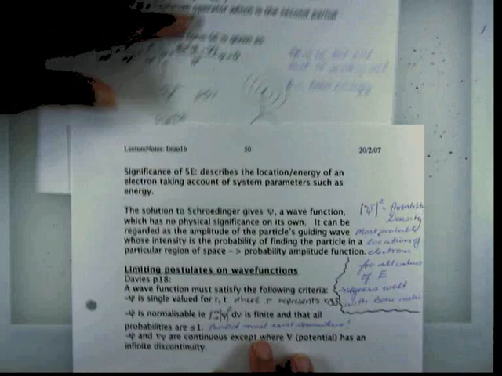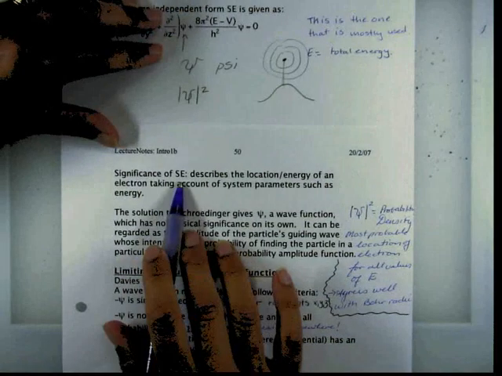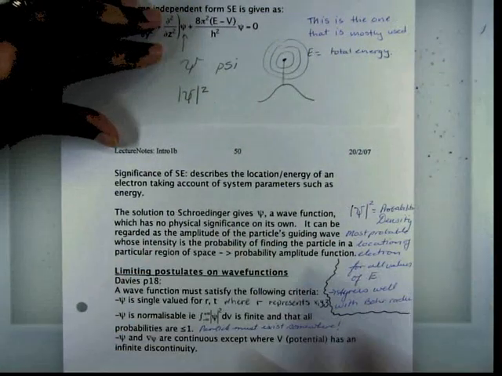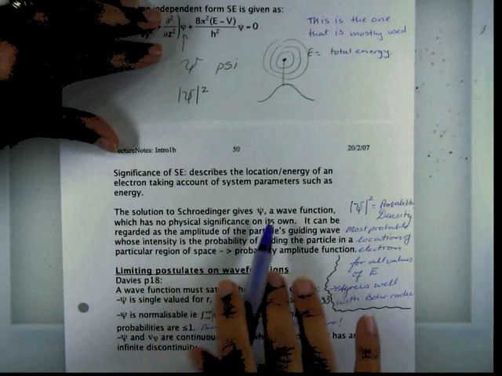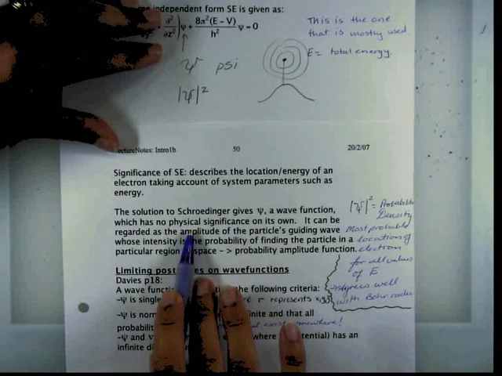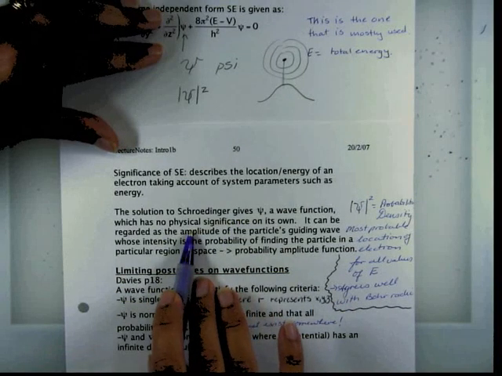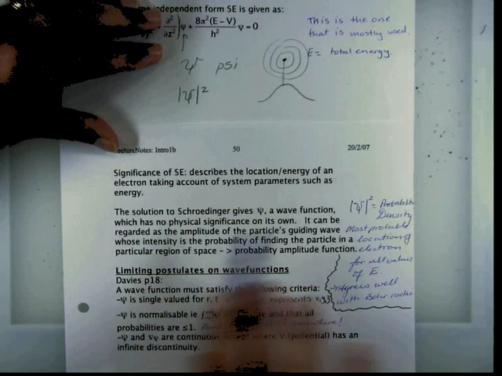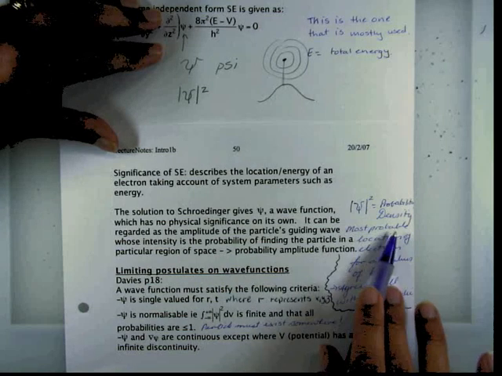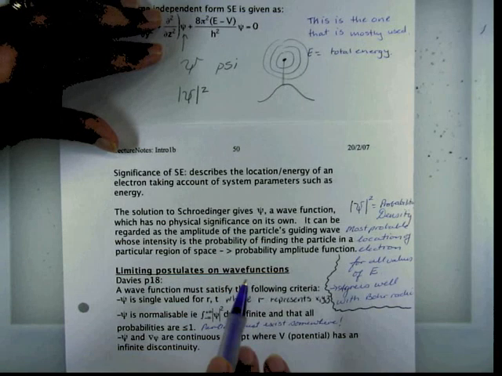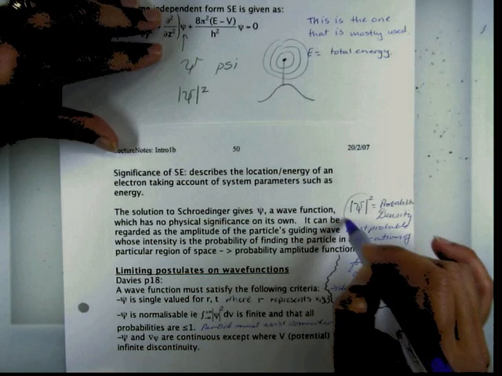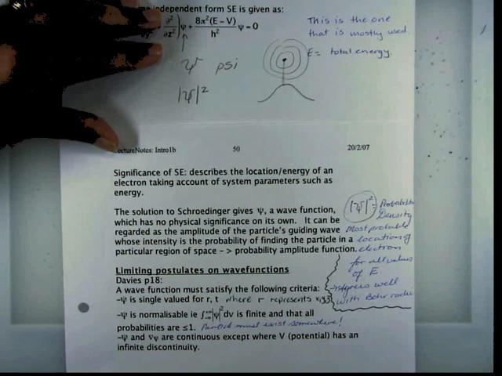Like I said, the significance of Schrodinger's equation is that it describes the location and energy of an electron, taking account of all the system parameters. The solution gives you your wave function, which has no physical significance on its own, but if you find the intensity, i.e. the amplitude of this function, this will give you the probability density, i.e. the probability of finding our electron, or particle, in a particular region of space. We will come back to this amplitude thing a little bit later on.